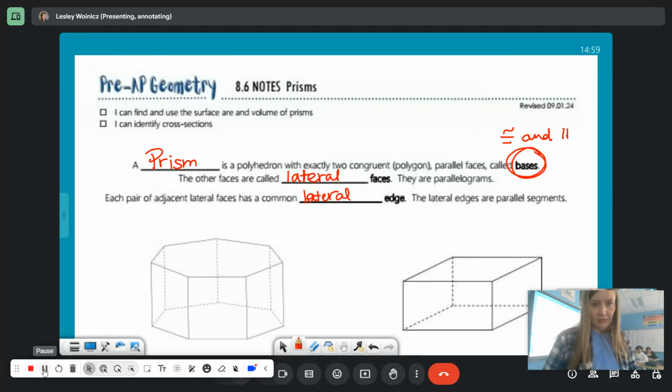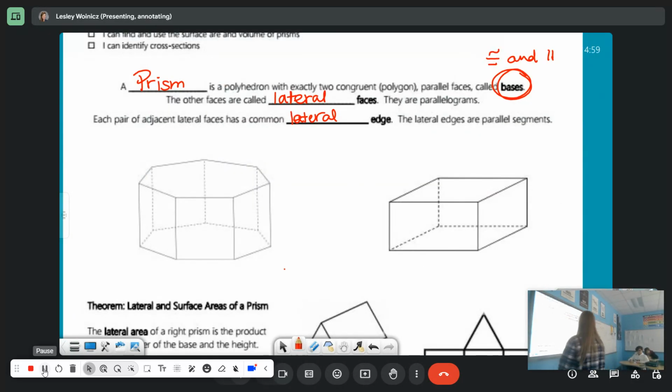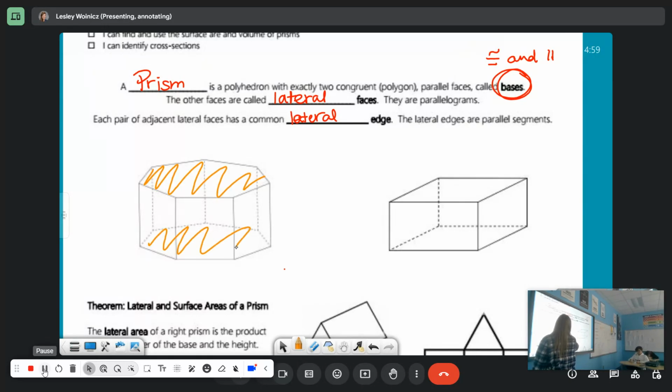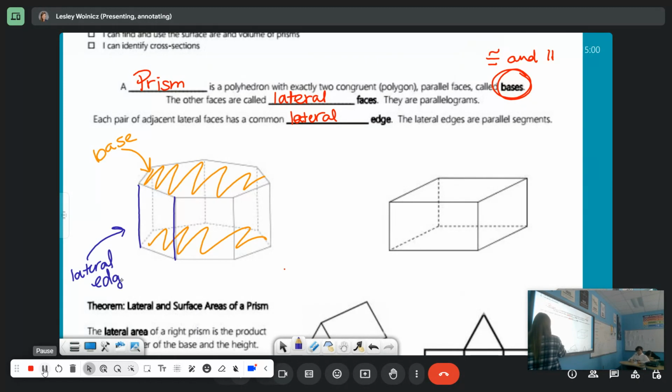Okay, would you see if you can label the bases? So the bases are like this surface, right? And this surface, those are bases. Okay, lateral edges are these. These are our lateral faces.